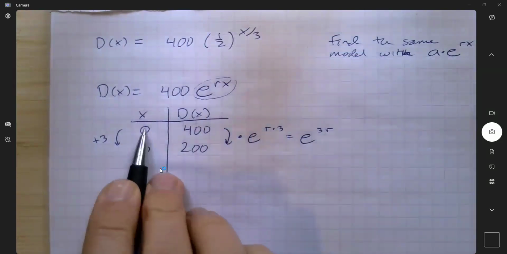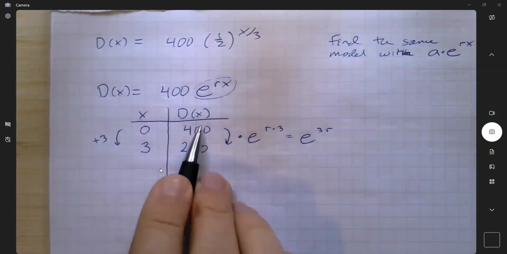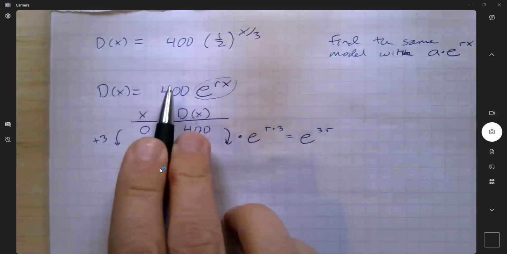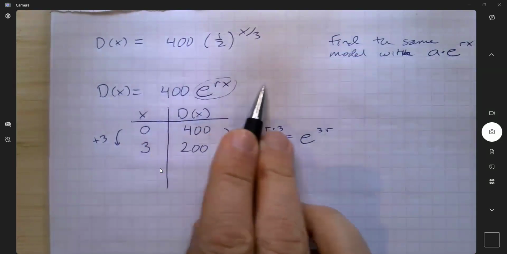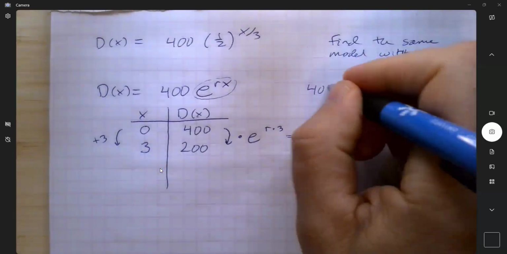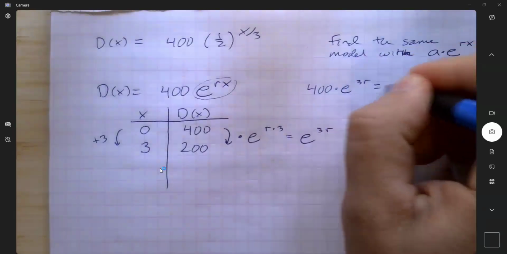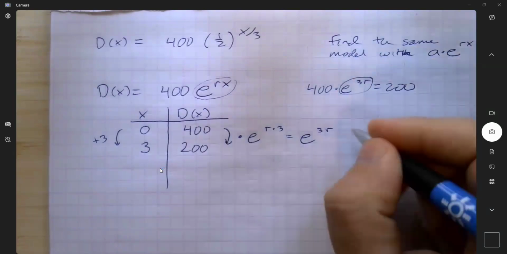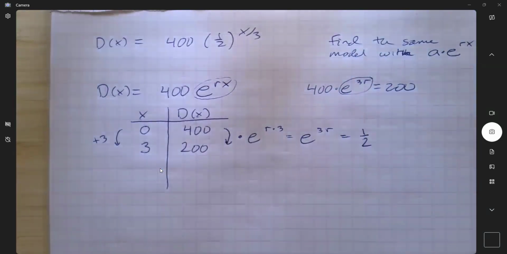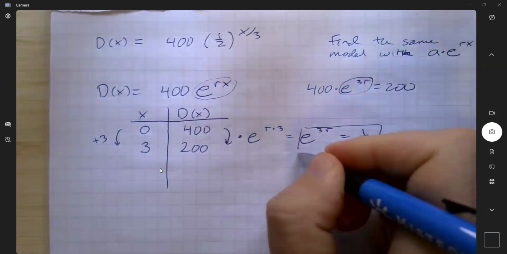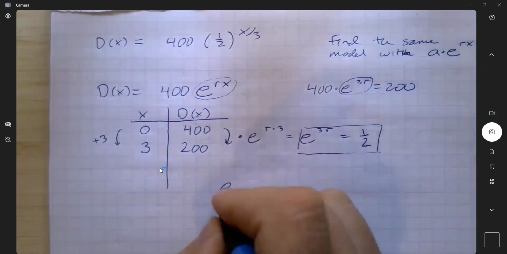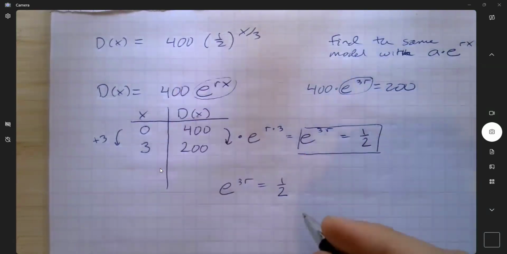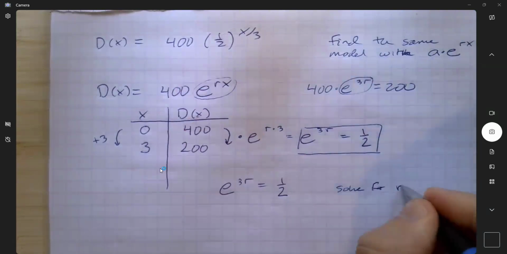If I went from x equals 0 to 3, took me from 400 down to 200 by multiplication, then I must have had 400 times this term equals 200. 400 times e to the 3r must equal 200. So e to the 3r must be that multiplication, which was a multiplication by a half. And now I have a nice exponential equation. E to the 3r must equal that 1/2 multiplication, and I solve for r.